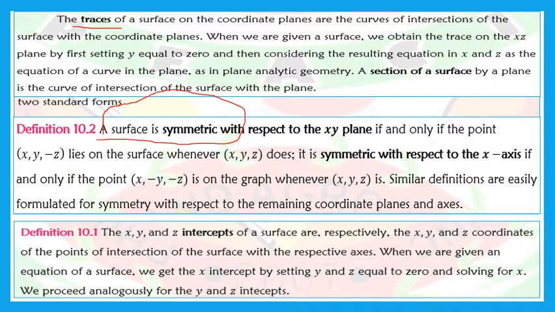A surface is symmetric with respect to the xy plane if and only if the point x, y, and negative z lies in the surface whenever x, y, z does. Okay. It is symmetric with respect to x-axis naman if and only if the point x, negative y, negative z is on the graph whenever x, y, z is. Okay, similar definitions are easily formulated for symmetry with respect to the remaining coordinate planes and axes.